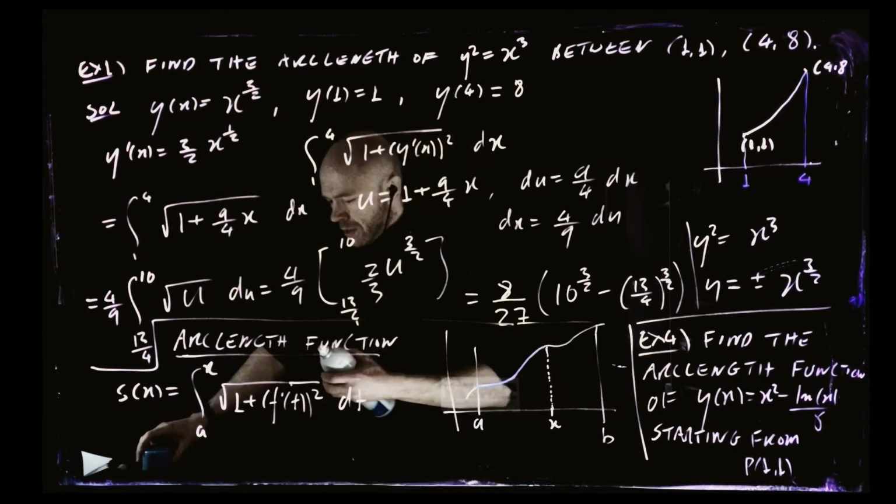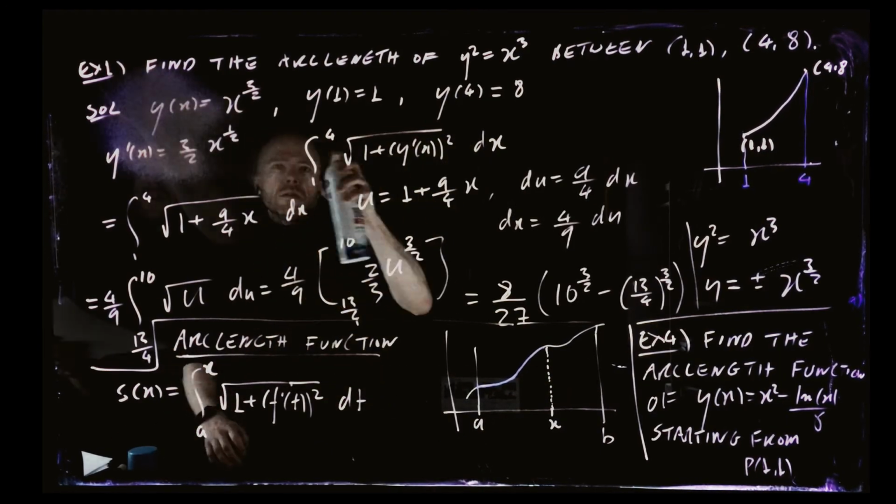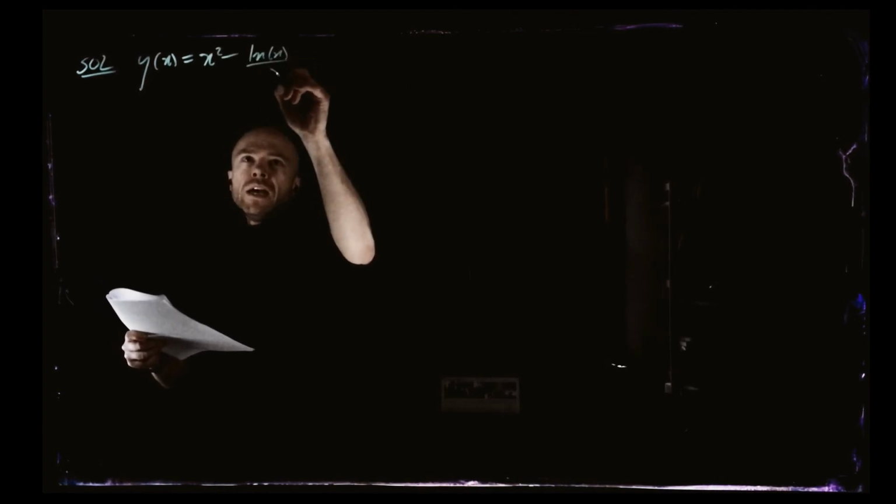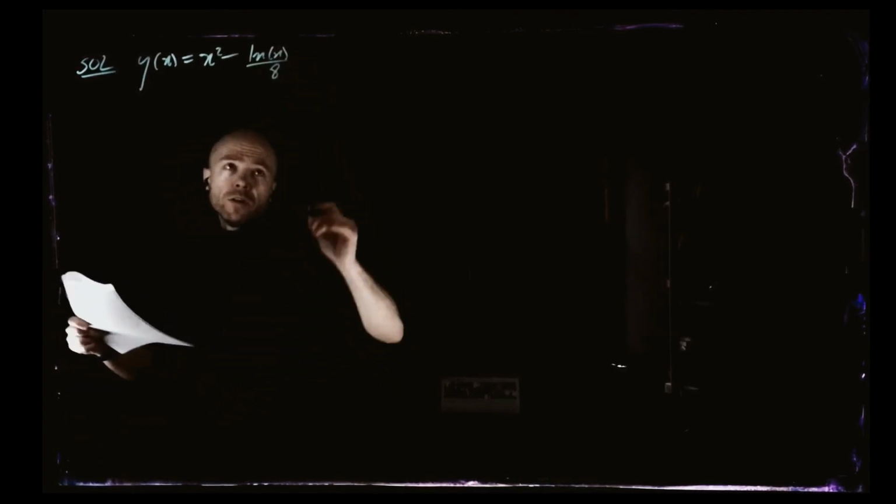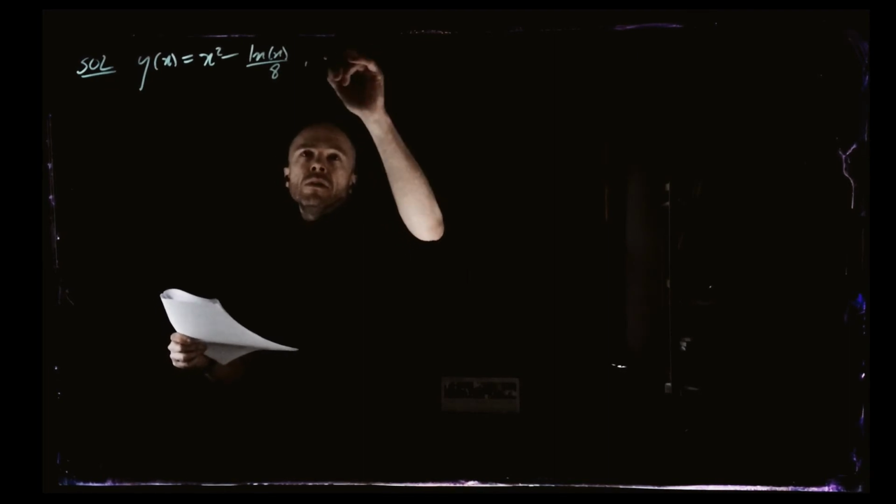So that's our problem. y of x is x squared minus log of x over 8. And we wanted to find the arc length function starting from (1, 1).